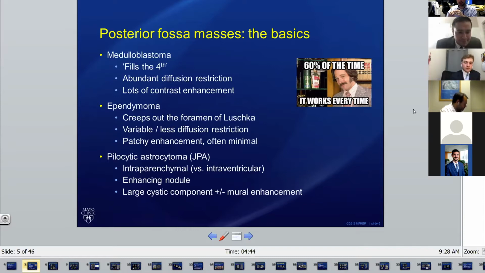Medulloblastomas, we classically say that they fill the fourth ventricle. They basically occlude the fourth ventricle, obstructing CSF outflow. Patients become acutely hydrocephalic, and then they present to you. They have abundant diffusion restriction and a lot of vivid contrast enhancement.